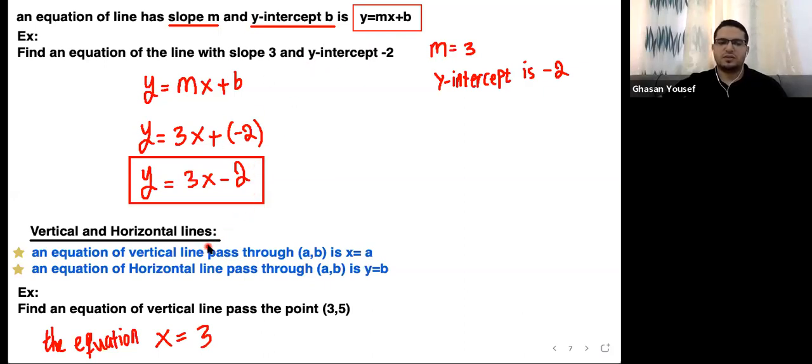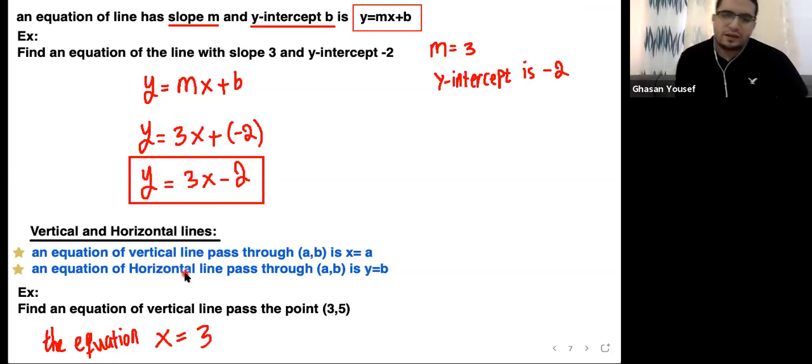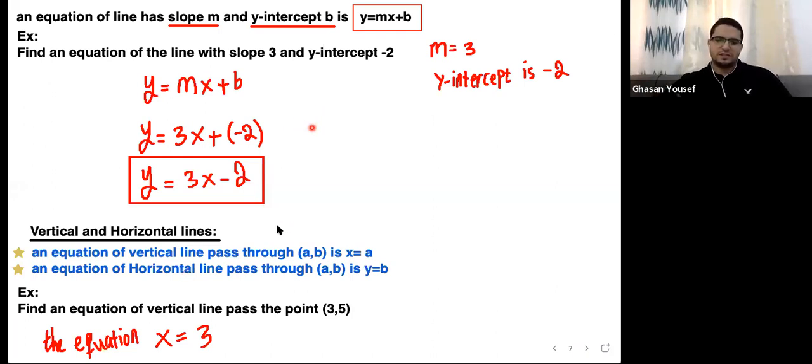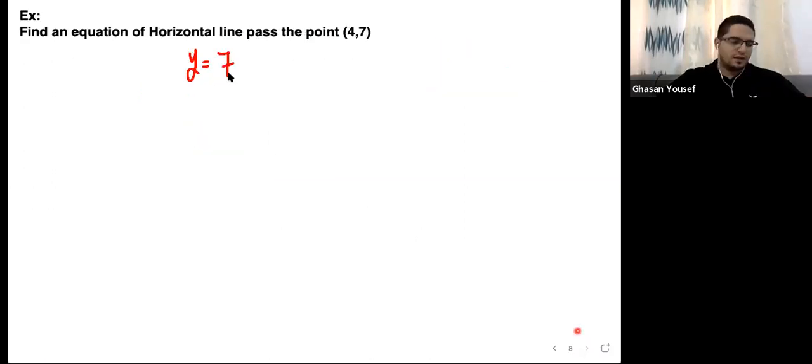Then we talked about the equation for the vertical and horizontal line. I said the vertical line does not have a slope, but it still has an equation. The equation is x equals the x-coordinate of the point, such that the line passes through the point on the Cartesian plane. Also, the equation of a horizontal line is y equals the y-coordinate of any point such that the line passes through the point. I gave example 1 and example 2.